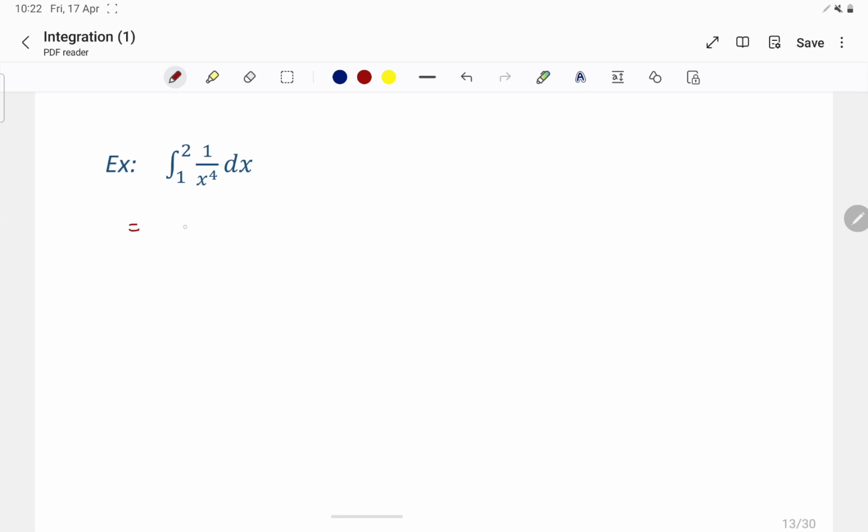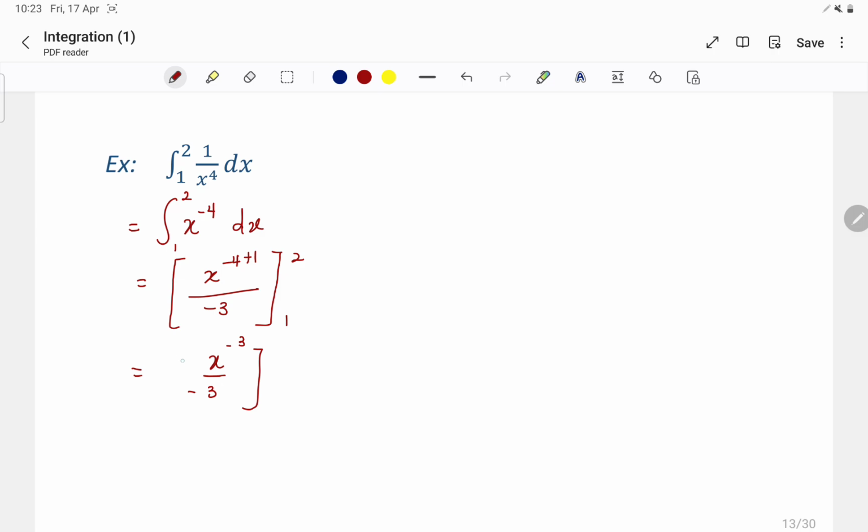So here we can do again, I just show it to you again. You integrate 1 over x to the power of 4. You're going to change it to x to the power of negative 4. Then you integrate from 1 until 2. Copy first x to the power of negative 4, power plus 1, divide with negative 4 plus 1 becomes negative 3. Put brackets, put the upper and lower limit. So here you're going to get x to the power of negative 3 divided with negative 3.